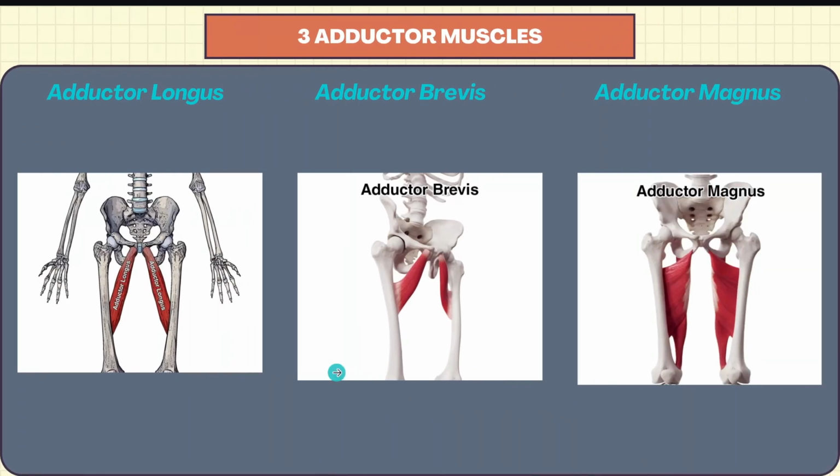And here are the images for the adductor muscles. You have the adductor longus over here, adductor brevis, which is going to be behind the adductor longus, and then you have the adductor magnus. You'll have the medial side, and you'll also have a posterior side portion.